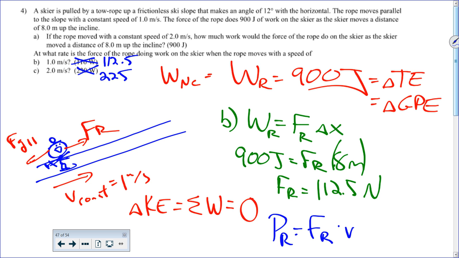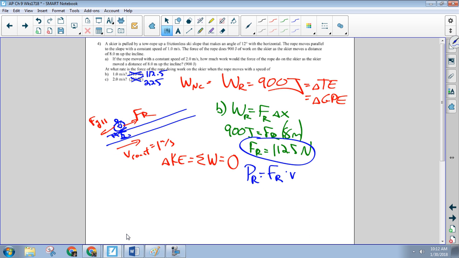So the force of the rope is constant. So again, it's just force times velocity. You know the force is 125, and your velocity is 2. So you just multiply. Good. Everybody good? Okay, cool. So that was 1 through 4 real quick.